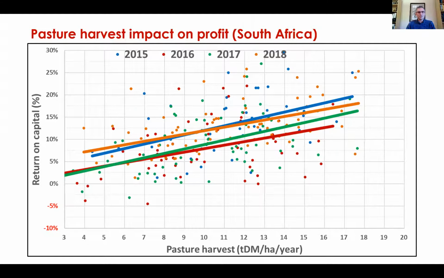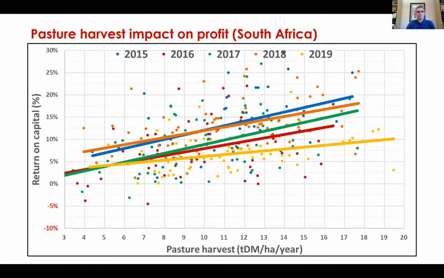Now watch what happens in 2019 when milk price was very low and pasture growth was poor. The yellow line for 2019 represents the lowest level of profitability and the flattest trend line. When both milk price and pasture harvest are poor, the slope of the trend line would logically flatten as it has. But the causal relationship between pasture harvest and profit does not change. The general shape remains intact for all 5 years.